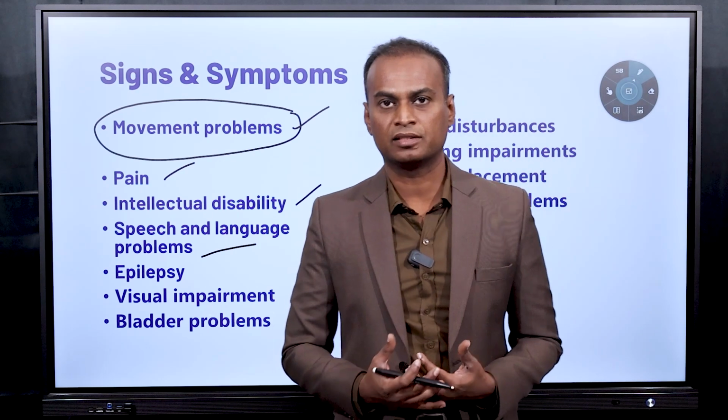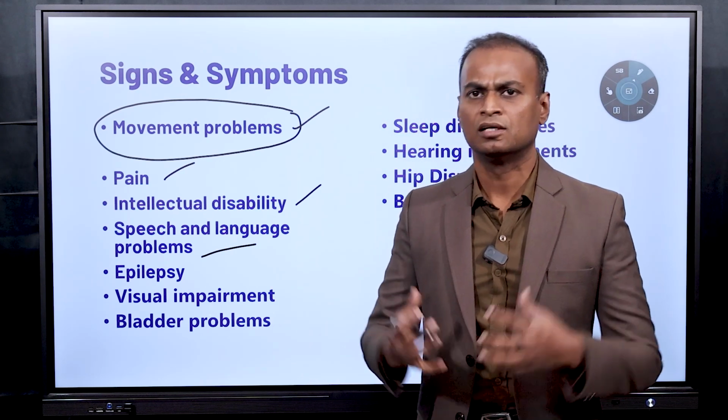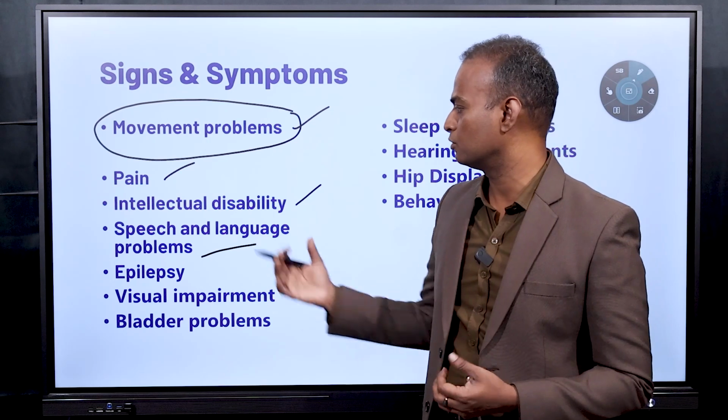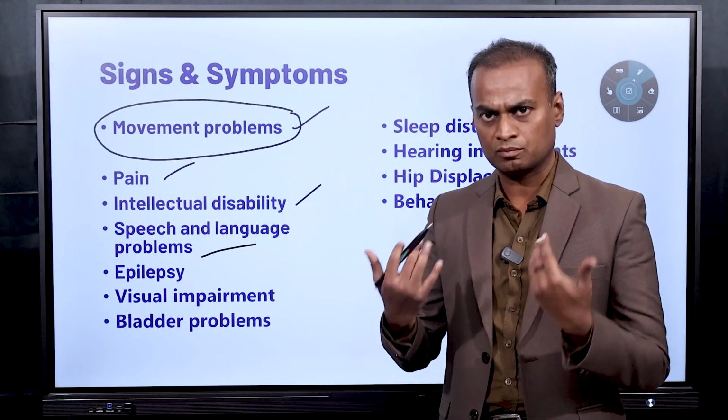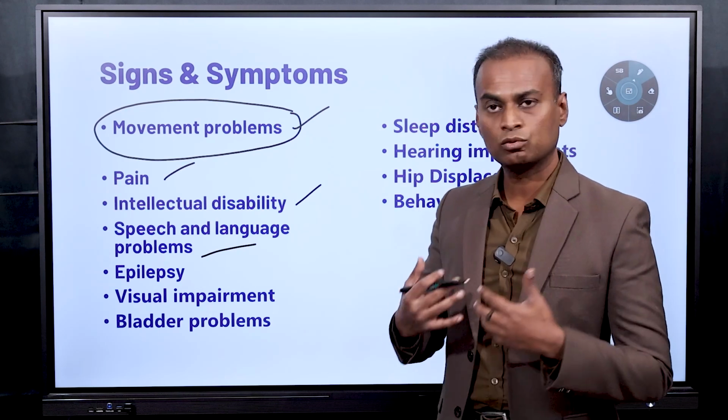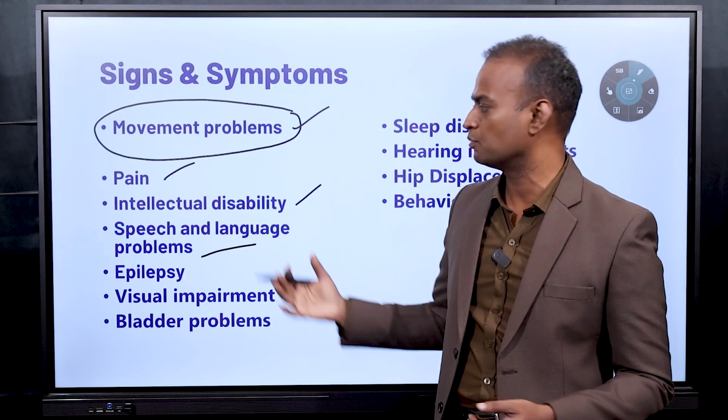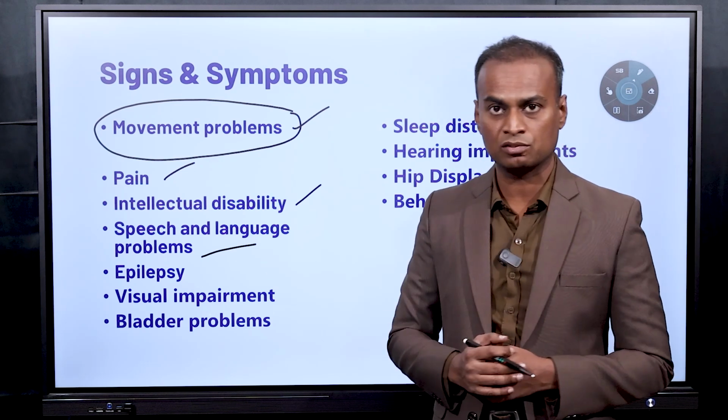There can be problems with speech and language. They can be stammering, they cannot speak, vocal cord paralysis. A lot of things can happen related to speech and language. Sometimes they cannot understand what others are speaking, or sometimes they cannot speak properly. Even though they speak, it is not clear. There are a lot of speech problems and language problems because of this.